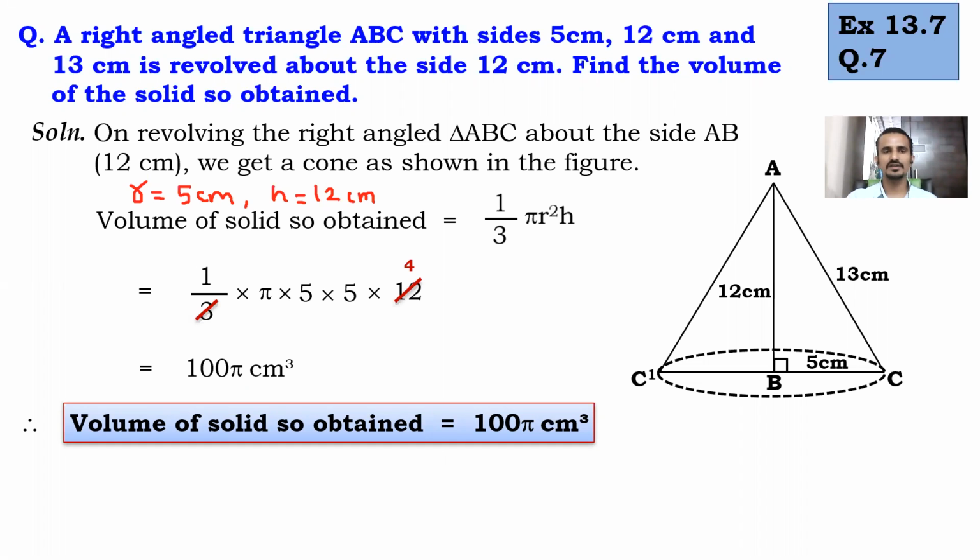Here, since the value of pi wasn't mentioned, whereas in our other questions, in exercise 13.2 and 13.3, it is mentioned to take pi as 22/7. But in 13.7, it wasn't mentioned directly. So our answer here will be 100 pi. If the value of pi is mentioned, let's say 22/7, we'll multiply 100 into 22/7. Or if it is 3.14, we'll write 100 into 3.14. If any value is given, we'll do substitution. Otherwise, we'll just keep it in terms of pi. So this is our final answer: volume of the solid so obtained is 100 pi centimeter cube.